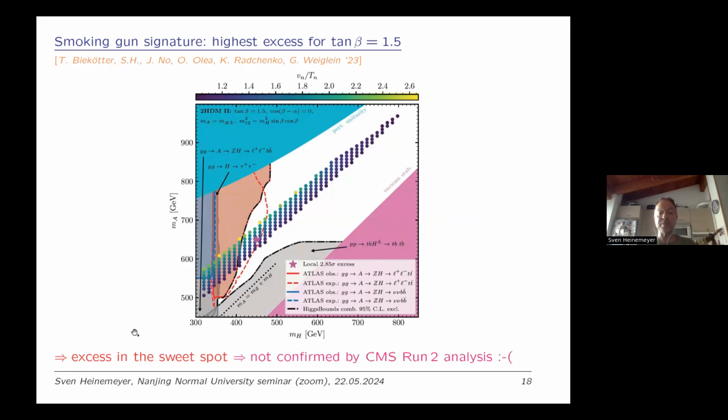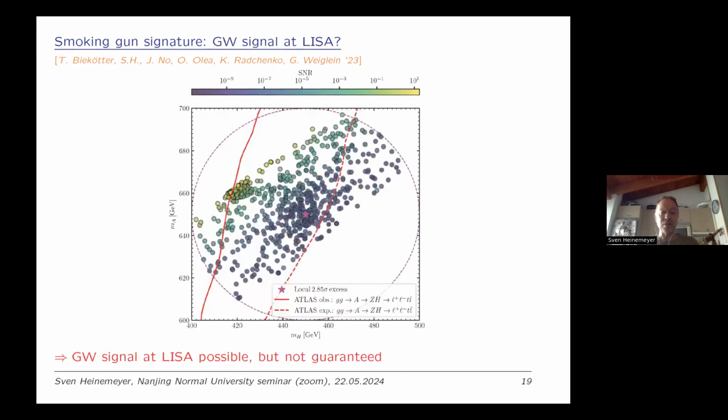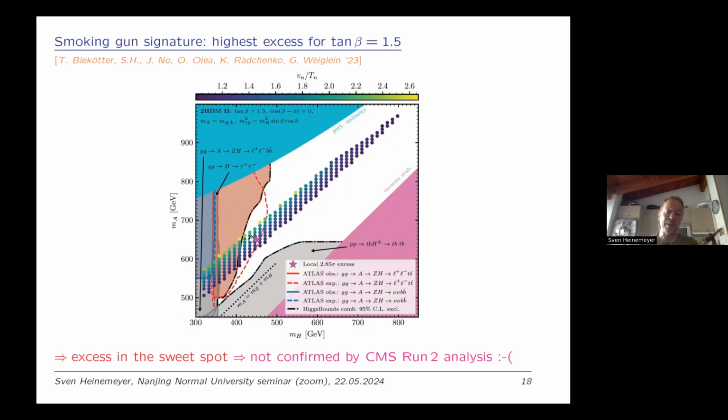And then comes the spoiler. CMS did a similar analysis very recently, a few weeks ago, and they couldn't confirm this excess. Yeah? Therefore, I will not go into more details here. We had really some hopes that the CMS would also see something, but as it usually happens, normally happens in nearly all of the cases, one experiment does not confirm the other. But to finish this up, potentially, it means that now here this may be excluded, but the other area is of course still allowed. So in principle, the whole thing is still allowed, just not with this excess that ATLAS had observed.